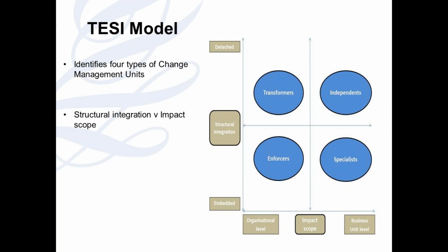So structural integration is one way we use to differentiate these units, and the other is the impact scope, which is effectively whether the change management unit is delivering change which is pan-organisational, so it has an impact across the whole organisation, or whether the change that is being delivered by the unit is more at the level of the business unit or the individual department, and that will mean slightly different things in different organisations.